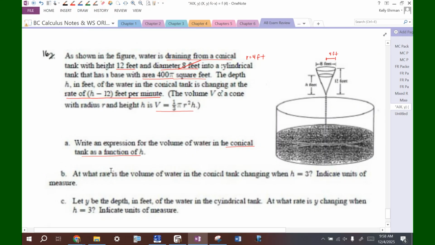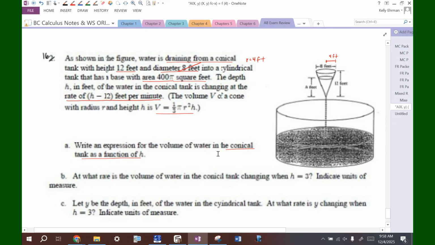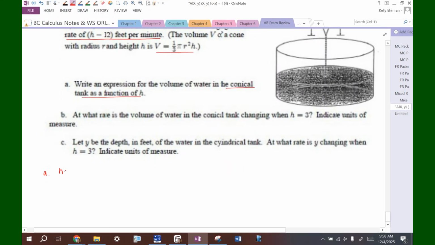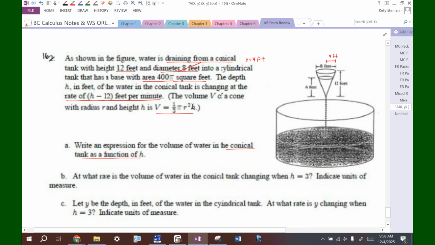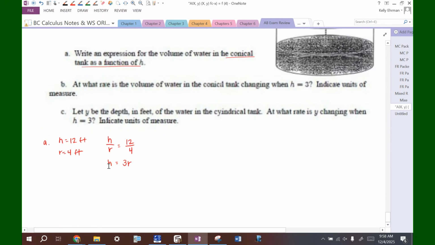So there's a relationship in this cone between h and r. h equals 12 feet when r equals 4 feet. Remember, we're not using the 8 feet. That means that h compared to r is 12 over 4. I could also say h is equal to 3r. I want to get rid of the r, though. So I don't want to solve this for h, I want to solve this for r. So h divided by 3 is equal to r.